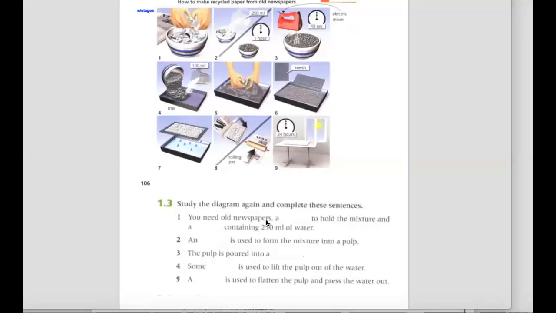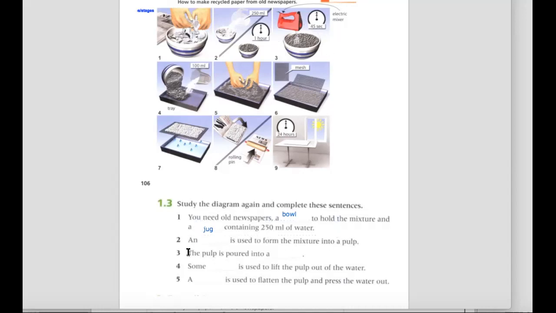So you'll need an old newspaper and a something to hold the mixture. Okay, so we can see what we have here is a bowl. So I think the best answer here would be bowl. And this is what we're starting with, okay? And then a something containing 250 milliliters. The best word here is jug. You may have said glass, but if it's something that has a handle and we use it for pouring, we call it a jug in English. Okay, number 2, and something is used to form the mixture into a pulp.